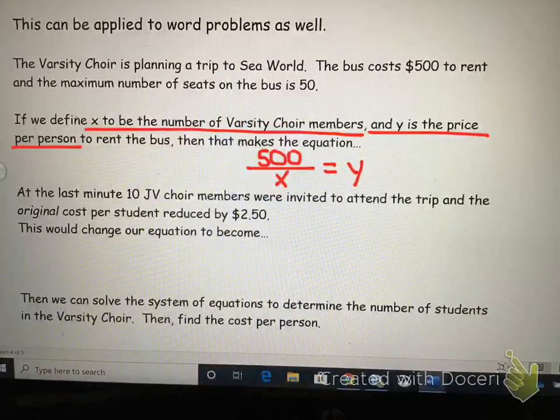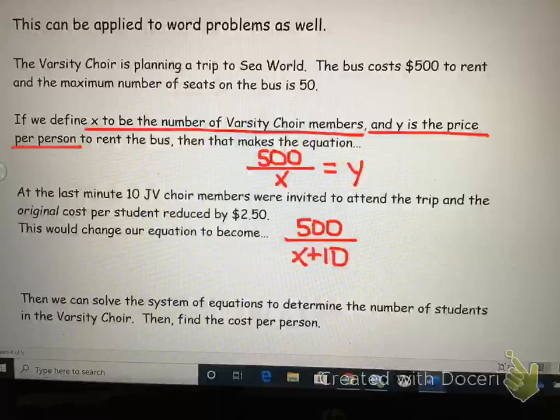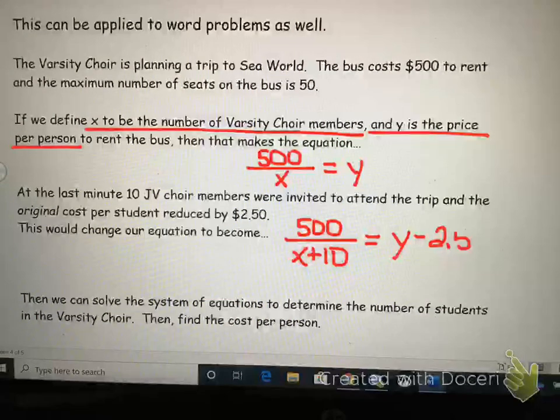But then it says at the last minute, 10 JV choir members were invited to attend the trip. And so what that means is now the $500 for the cost of the bus is now going to be divided among X plus 10 people. It's X varsity choir members plus the 10 JV choir members that were invited to go along. And the result is that the original cost, which was Y, is now going to be decreased or reduced by $2.50.